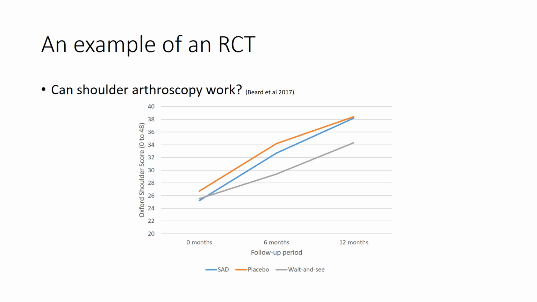So this is the Seesaw trial. Can shoulder arthroscopy work? In this situation, there are three groups created through a random process, and these authors compared arthroscopic subacromial decompression with a placebo subacromial decompression versus a wait and see approach, so no active intervention. And it's a useful trial, published in the Lancet. It's a useful trial to pick up and read through.